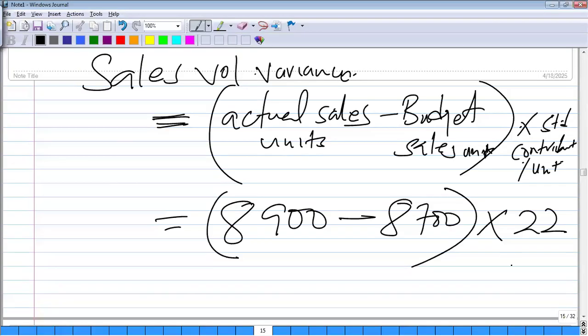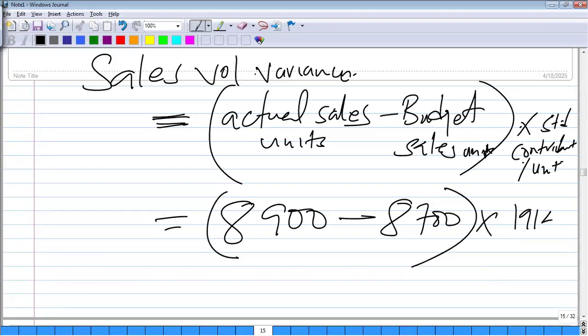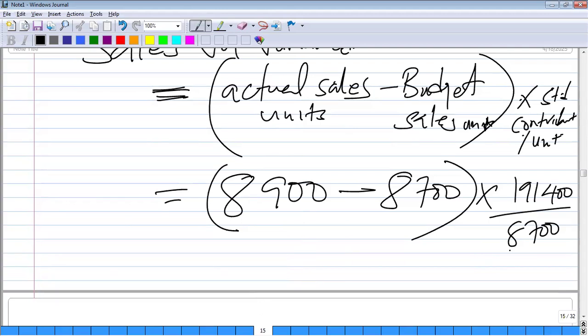Let me illustrate. 191,400 divided by the budgeted units to be sold. Each one was making a contribution of 22. So what's the answer? 400. Favorable or adverse?